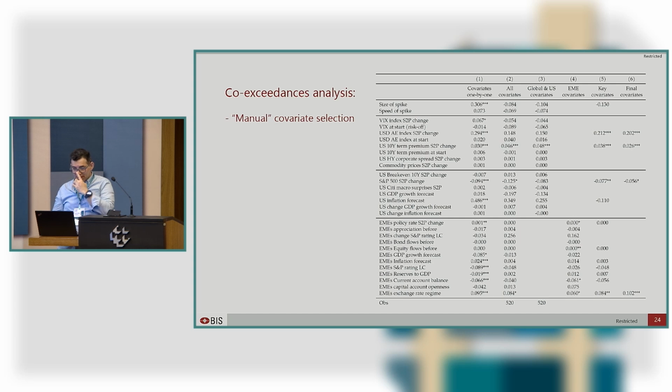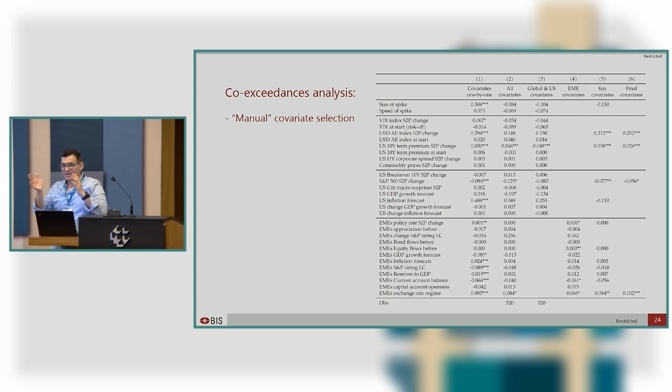When we put together the three asset prices in this coincidences analysis and estimate this ordered logit, we don't get a good way of selecting variables, as in the covariate selection strategy of the double-step lasso. So what we do here is implement some sort of manual covariate selection, estimating the model one variable at a time, then all variables at once, then the global and US covariates, which are common across yield spikes, in one block, or the emerging market fundamentals in another block.